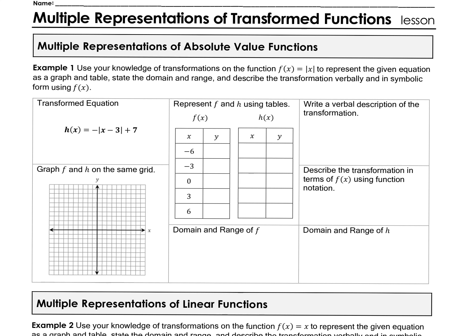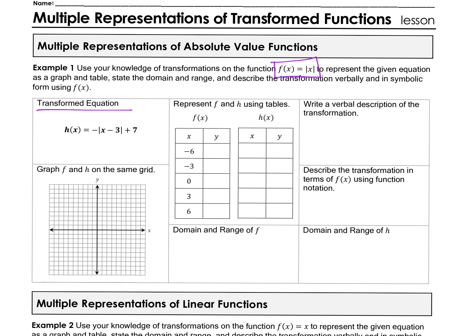Okay, on this lesson we're going to be looking at multiple representations of different types of functions using the transformations that we've been talking about. So if we look at our transformed equation here, notice it does tell us that we are starting with our parent function f of x equals absolute value of x, and we are going to use the table to fill in, and then we're going to graph it and then also answer some more questions.